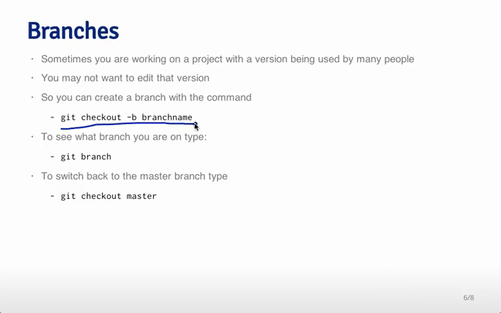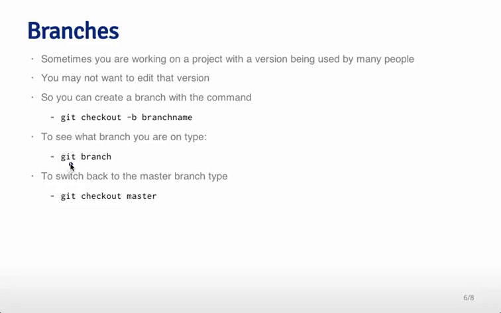What you can do is use git checkout -b and then the name of the branch that you want, and that will create a new branch. The default branch for all the repos that are created with GitHub is the master branch, but you can create a repo with any other name, say devel for a development branch.